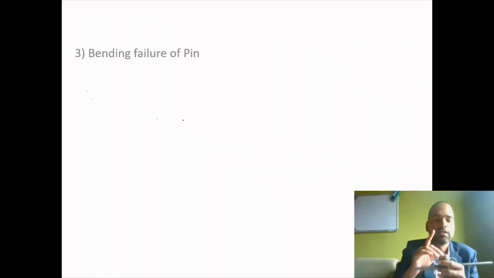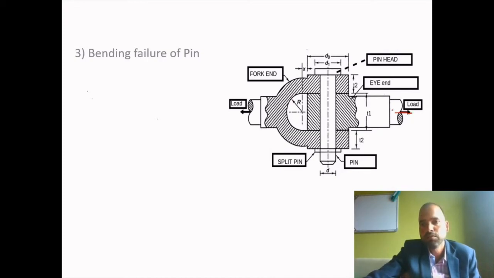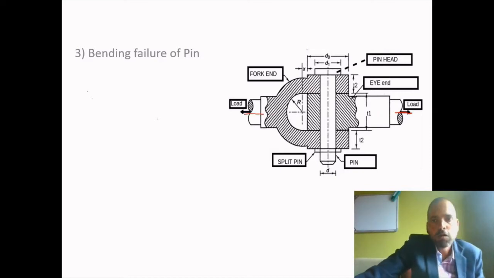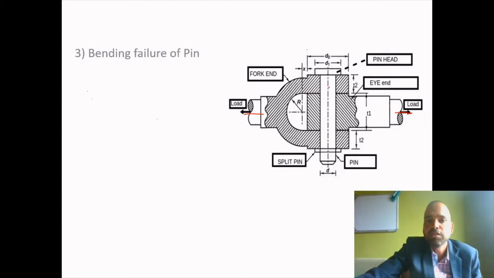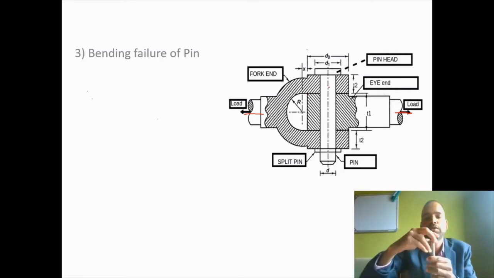Now again, as we have discussed, there are two failure chances for the central pin. One is shear failure, and the second is if we consider the central pin as a beam which is subjected to equal and opposite forces of the single eye and double eye, this pin will try to bend because of the two equal and opposite forces.